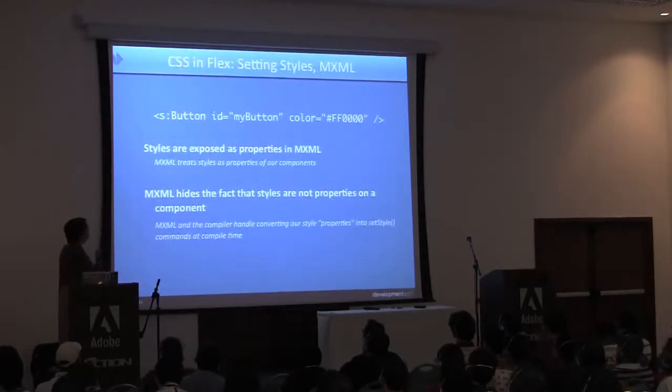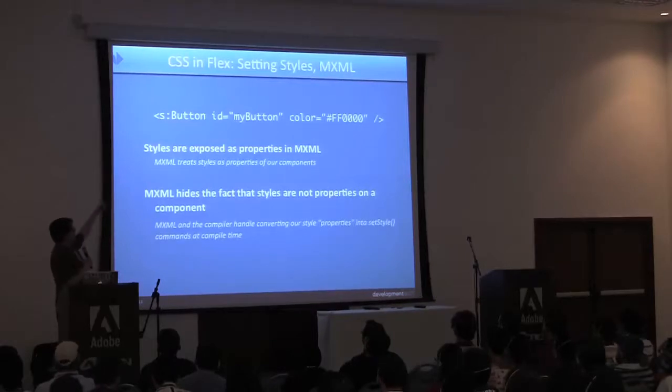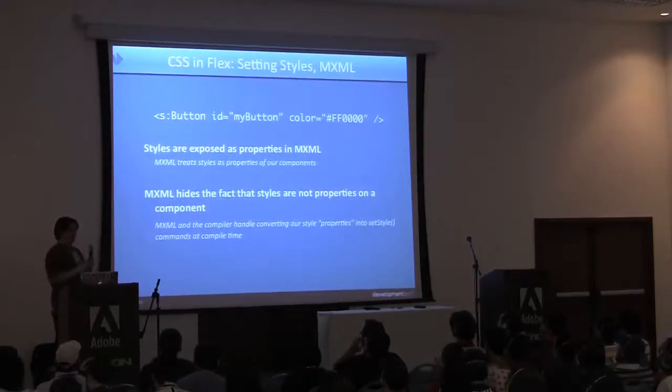So the next thing you can do is the property. We actually looked at this example already. The idea is that we have the ability to set a property on MXML and change the color. The key thing here is that you'll notice in the MXML, we're not using a method. It looks like a property. Because what happens is MXML is processed by the compiler.